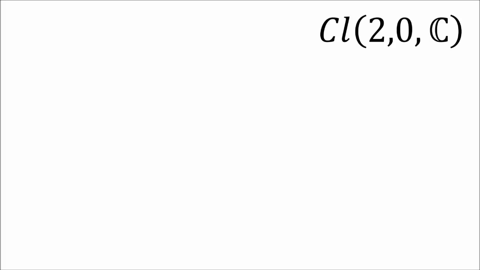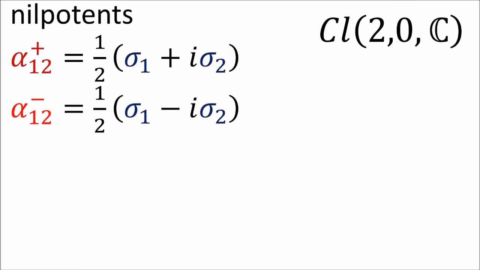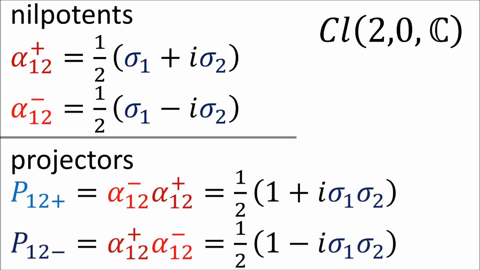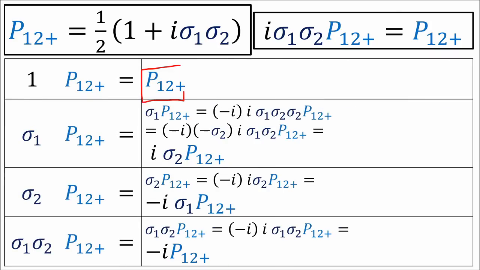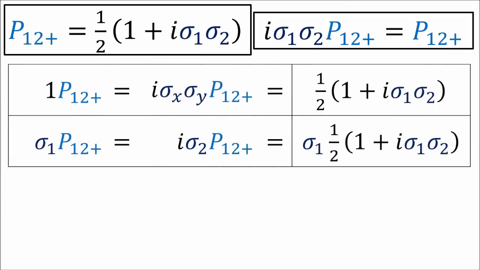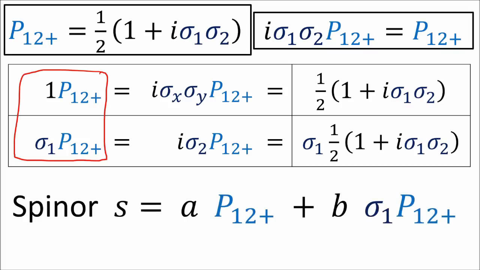We can build our pair of nilpotents that anticommute to 1 as follows. We can then use the nilpotents to build these projectors. When we apply our 4 complex dimensional algebra onto P12+ from the left, we end up with a minimal left ideal that is 2 complex dimensional. It is spanned by our projector and sigma 1 times our projector. So we can build spinors as linear combinations with these two basis elements.